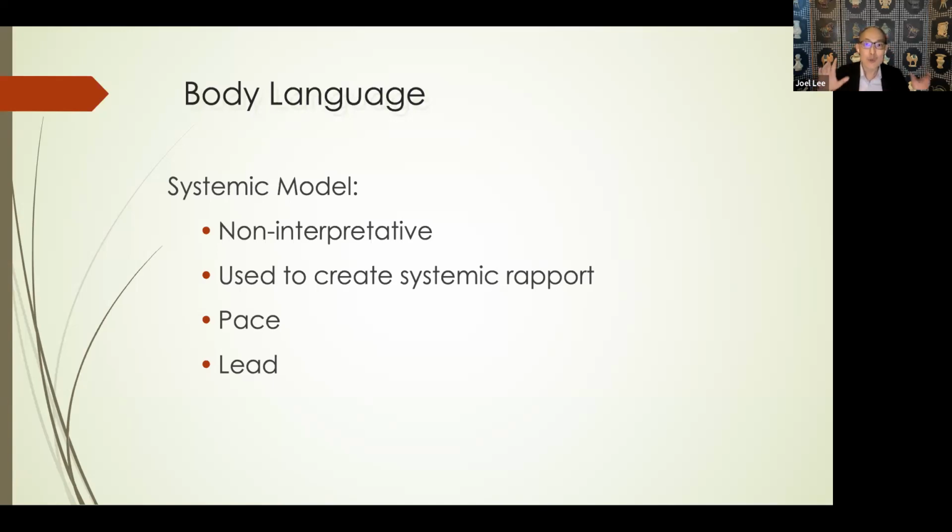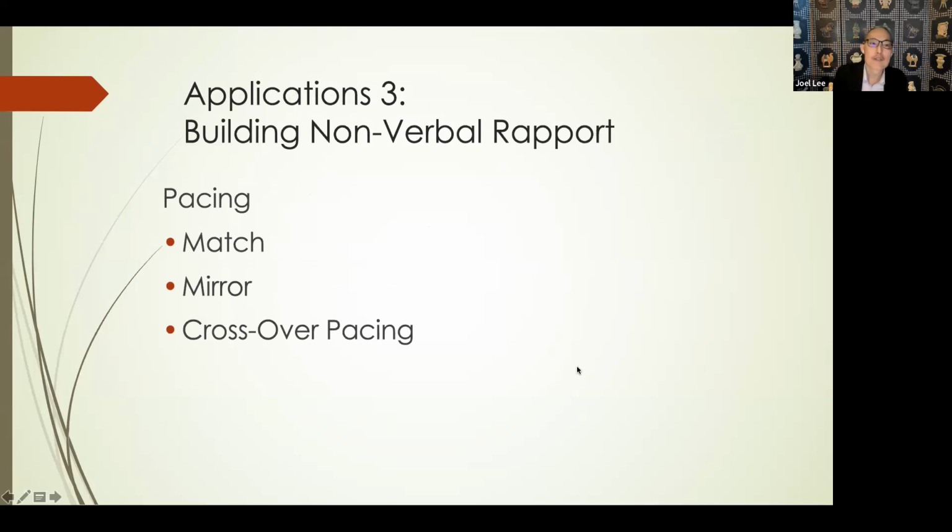And have you ever noticed that when you and your friend are really getting along, when you have deep rapport, you are actually seated in very similar ways. Your hands are moving in the same ways. You're probably using the same words. You're probably speaking at the same speed. Because the rule is that when you have rapport, your body language synchronizes. But the opposite is also true. When you deliberately synchronize your body language, you can create rapport. And we do this in NLP via the process of matching, mirroring, or crossover pacing.